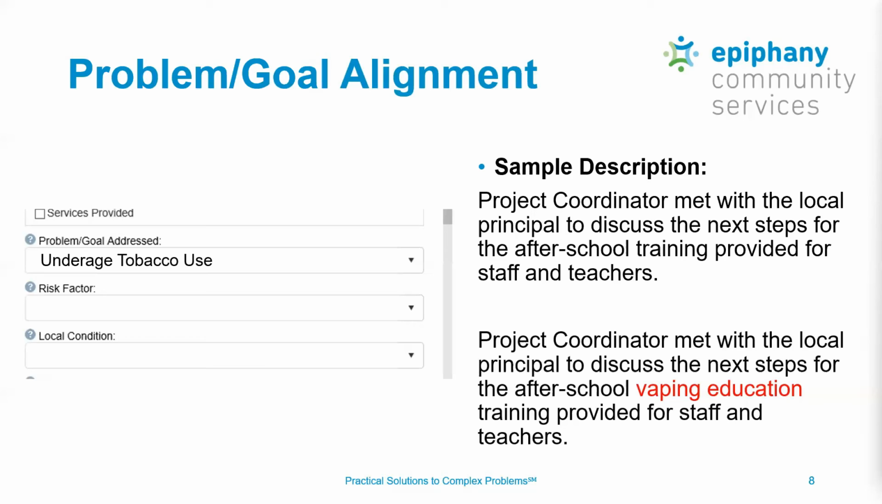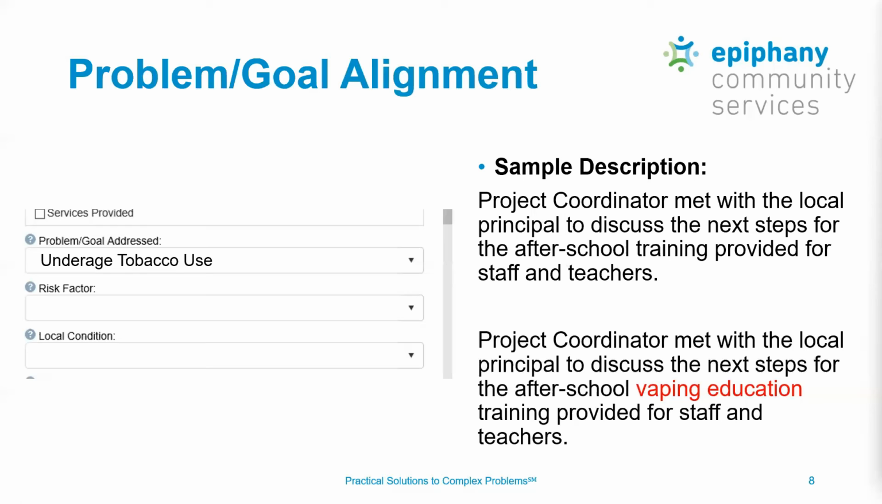But always, always, always double check your entry. Do an alignment check, come down here and say, hey, I selected underage tobacco use. Does my description say anywhere in it how I'm addressing underage tobacco use? A lot of times that will help you catch yourself in some of these little mess-ups, and that's okay. So that's our problem goal alignment piece with the description.